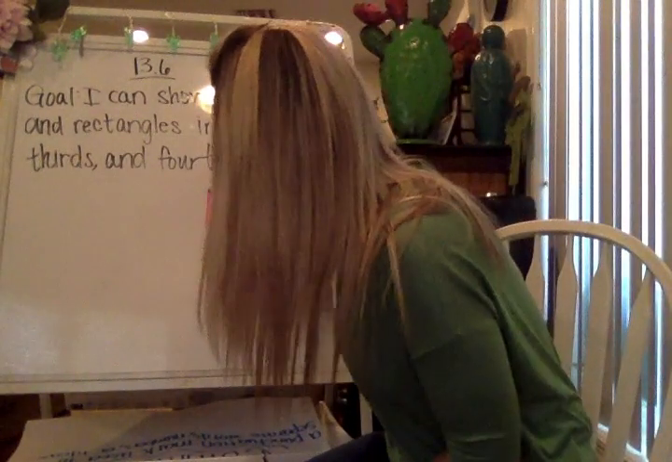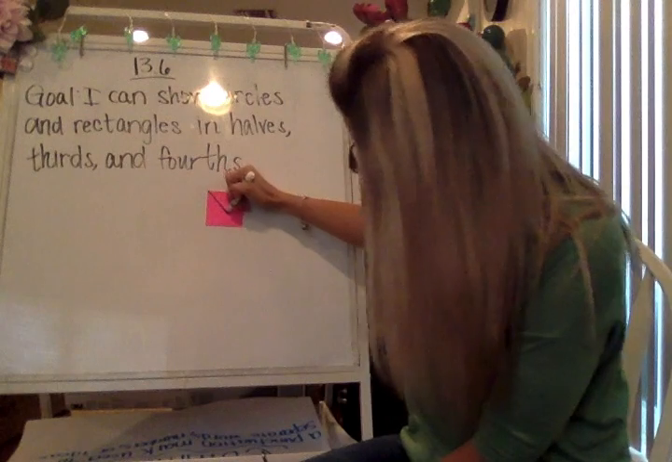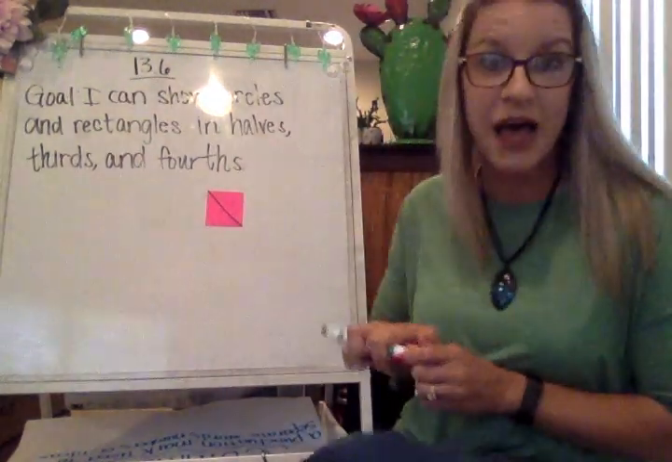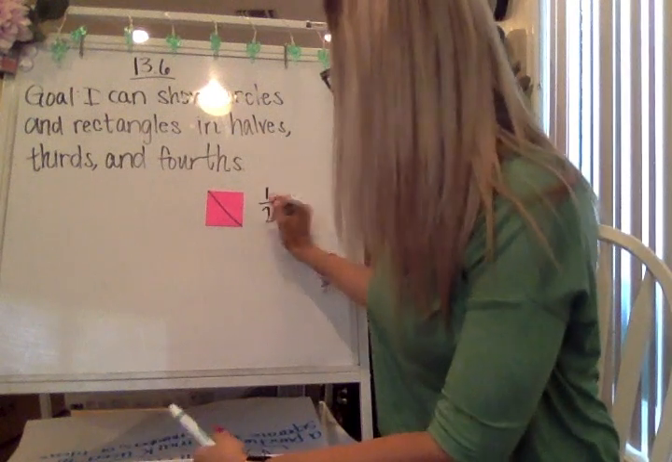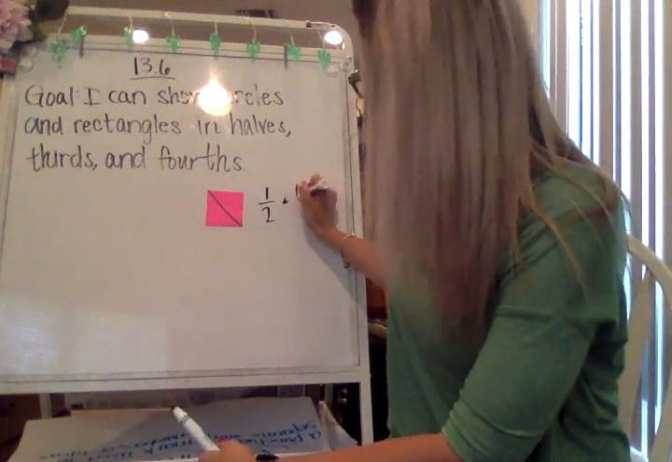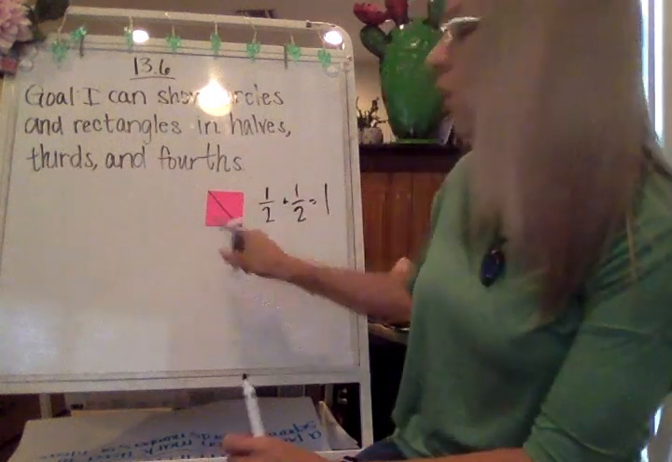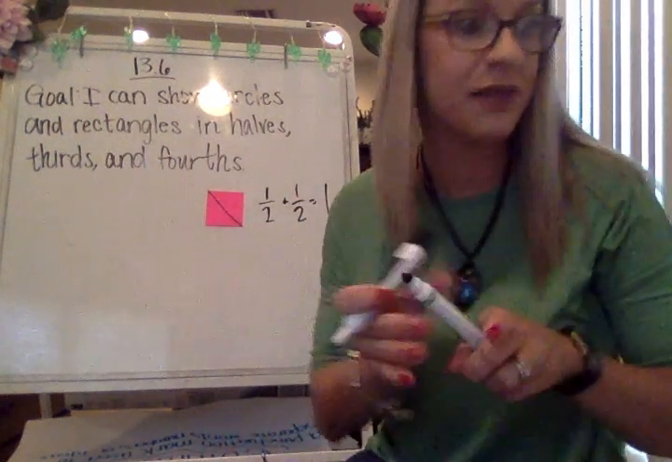So if I was drawing that on my paper, what I would first do is I would go from one corner all the way to the other side. This turns it into halves. So I would have 1/2 and 1/2. If I added these together, that would be one whole piece of sticky.